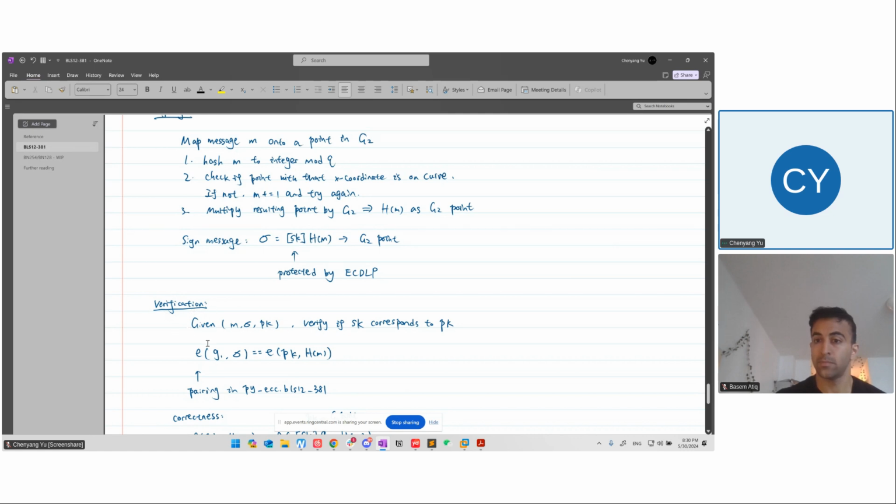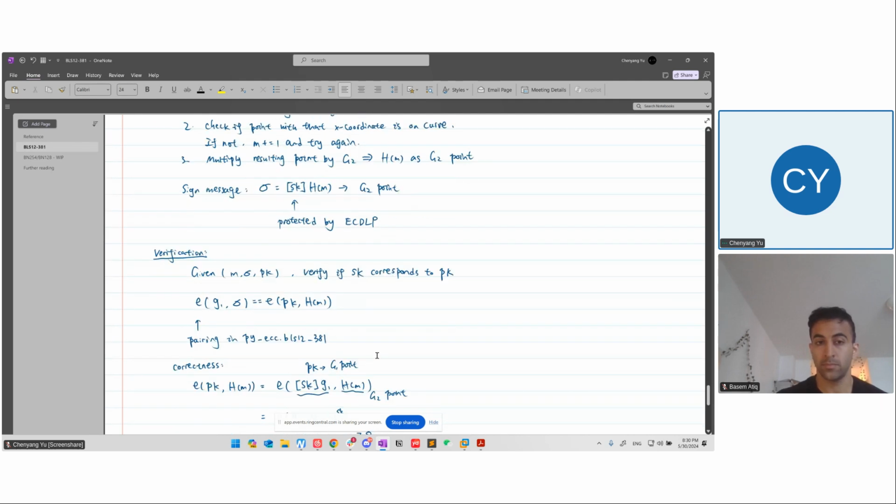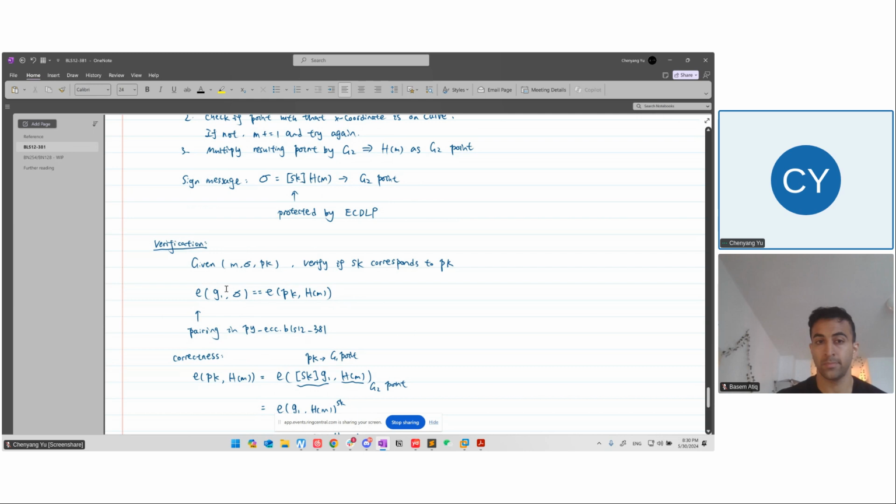The verifier has all the information, and then the verifier verifies if the secret key corresponds to the public key. Okay, so how is it done? It is done by pairing. We do the comparison once, but we have to compute two pairings. The first one is G1 and sigma. The second one is the public key and HM. After we compute these two pairings, we compare the equality. If it's equal, then the signature is valid. It is coming from this user.